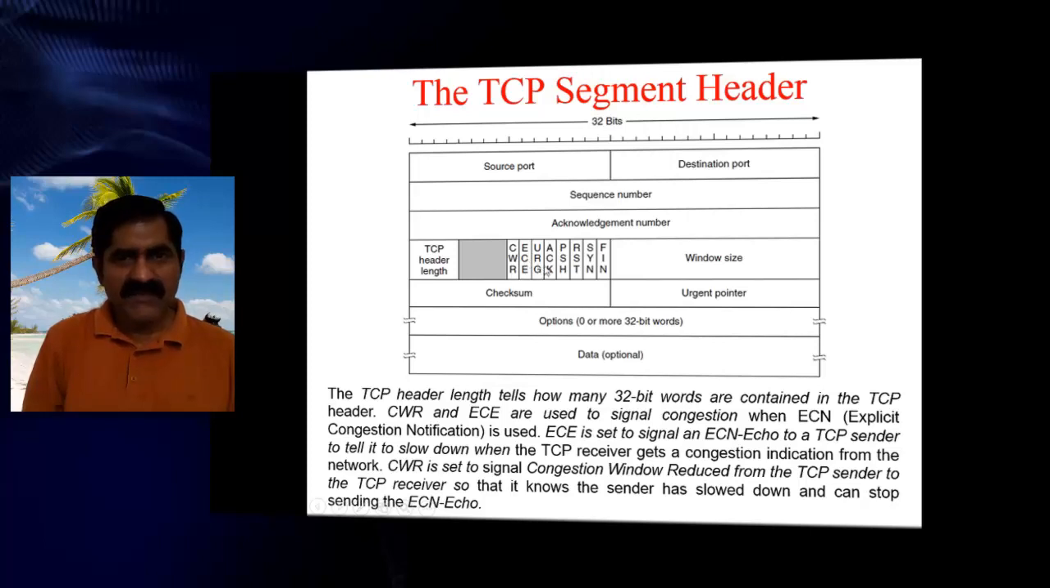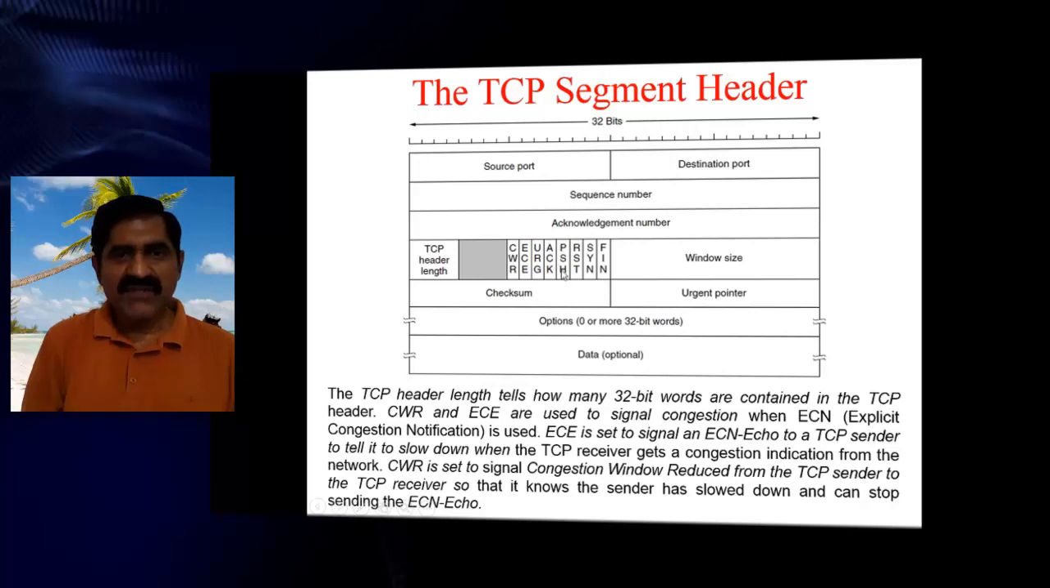What about the remaining 6 flags? This is the urgent flag. Urgent flag set means that from the urgent pointer onwards, you have to submit data immediately to the top layer, that is the application layer. That is the use of the urgent pointer. When this urgent flag is set to 1, then from this point onwards you have to submit whatever data you have received immediately. And the acknowledgement flag indicates whether the acknowledgement number is valid or not valid.